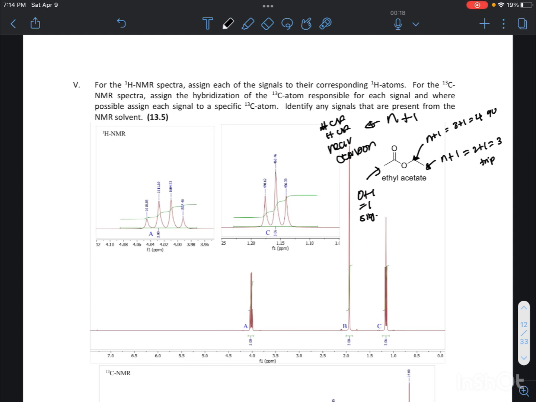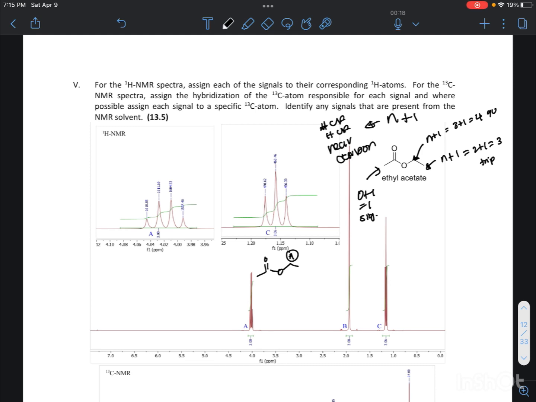Now we also have to look at chemical shift. This CH2 group is going to be a quartet, but it's next to an oxygen. So it should be a little bit more downfield than the other CH carbons. So for this one, it will be A. So A will be, if we draw the molecule again, this one.